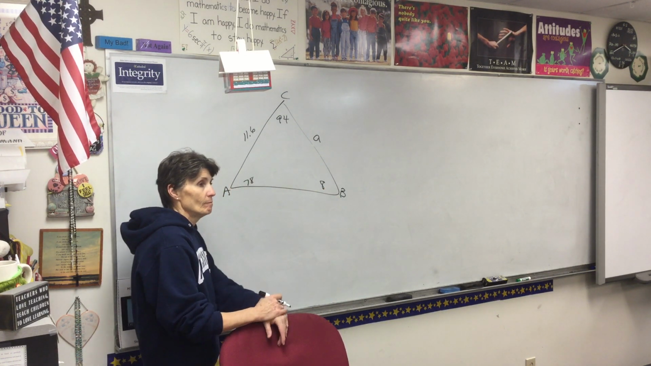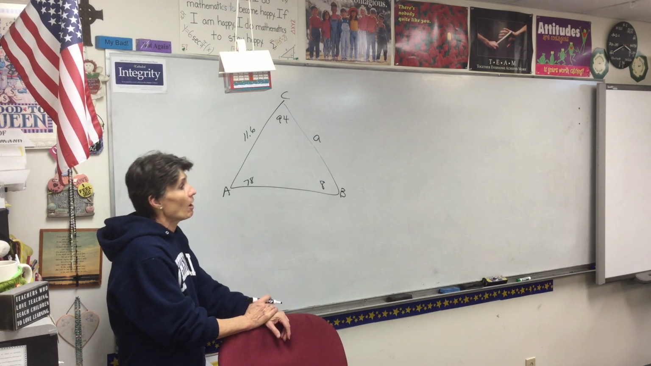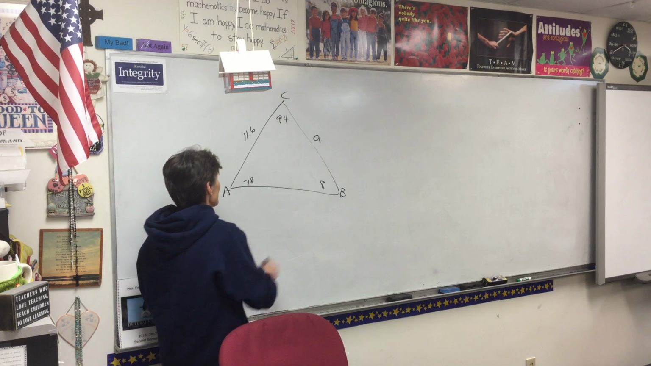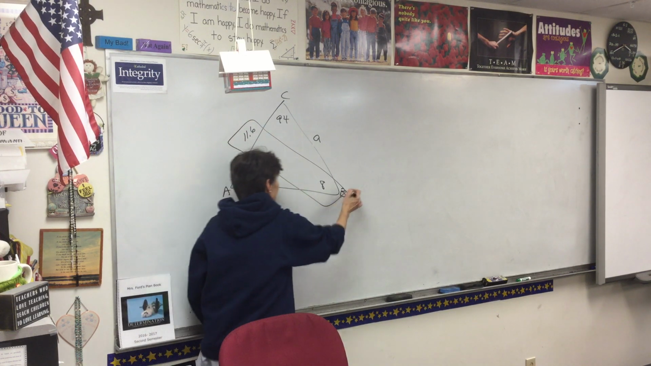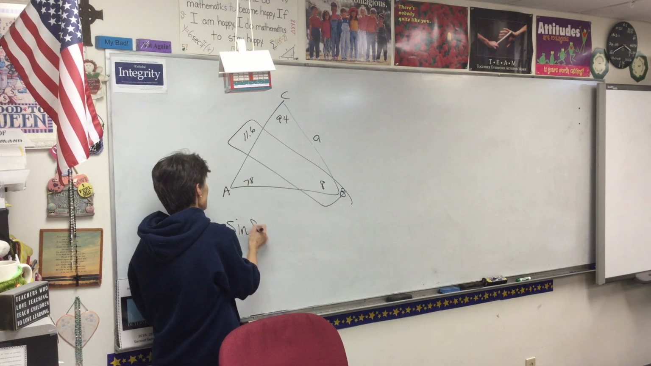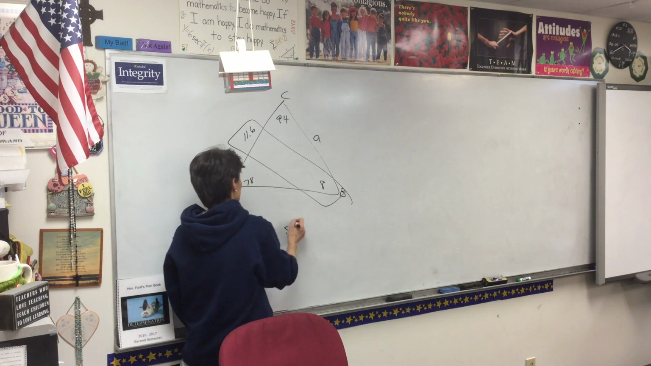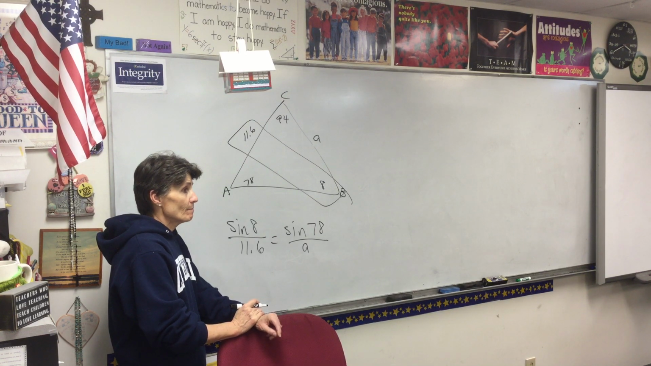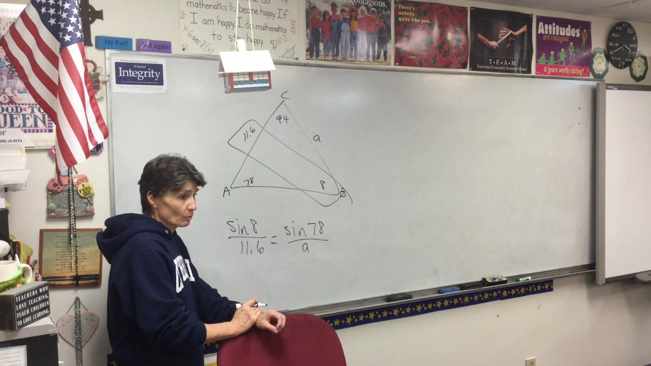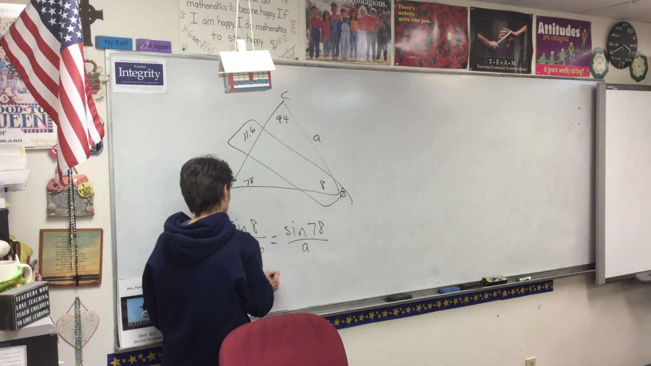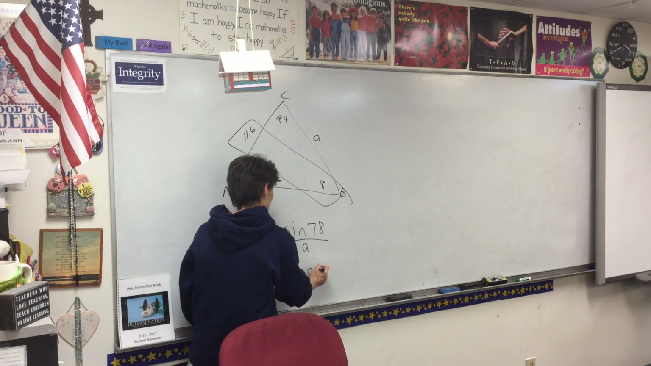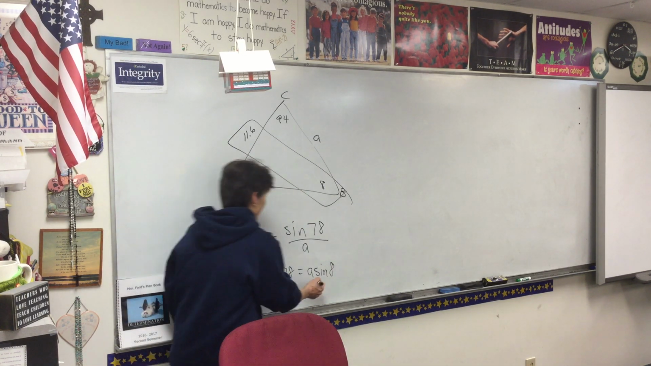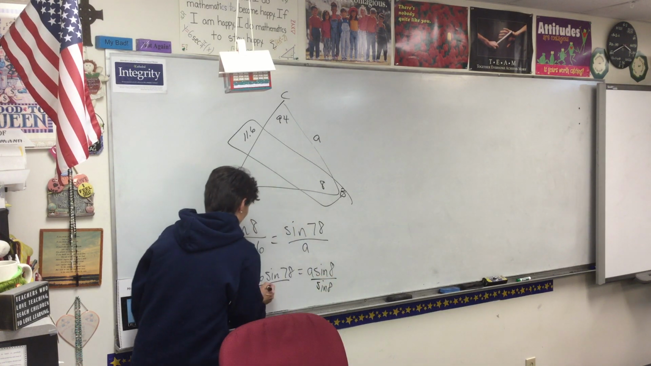And then can't you do a ratio? We're going to do a ratio. It's called the law of sines. And we can do that because we have this pair right here. That's the key. So we're going to say sine 8 over 11.6 equals sine 78 over A. Right? And then we will cross multiply. And remember, you're solving for A, so we're going to divide by sine 8.